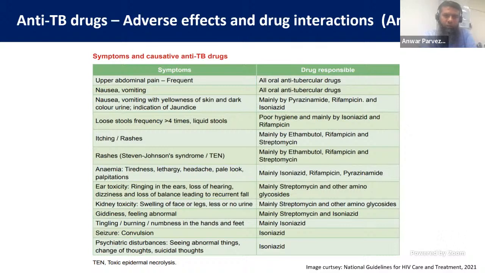And also there can be anemia, or tiredness and lethargy, which can be because of anemia, which can be because of INH, rifampicin, and pyrazinamide. There can be some serious skin reactions, which can be due to ethambutol, pyrazinamide, and streptomycin. Aminoglycosides, which we are not using so commonly these days, like amikacin and kanamycin, can have ear toxicity, and aminoglycosides may also cause kidney toxicity, along with streptomycin. Then INH can cause seizures, and it can also cause psychiatric disturbances in some patients.